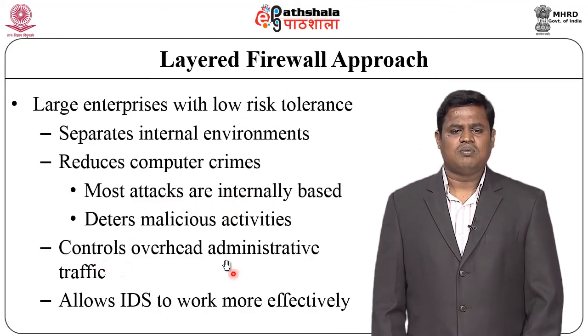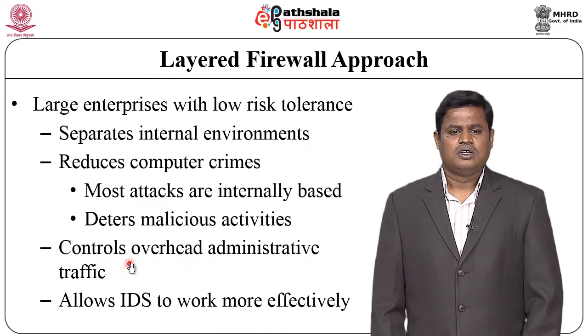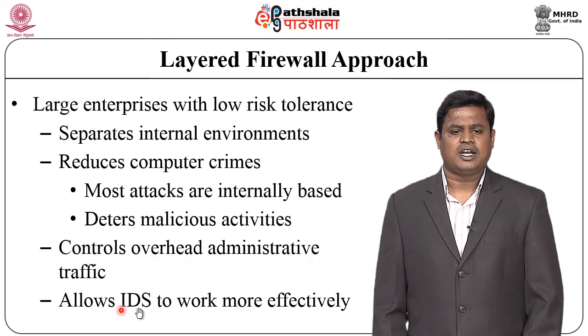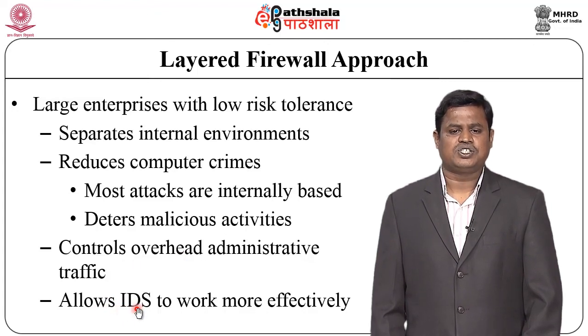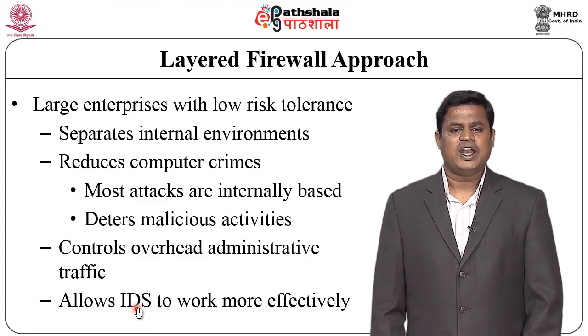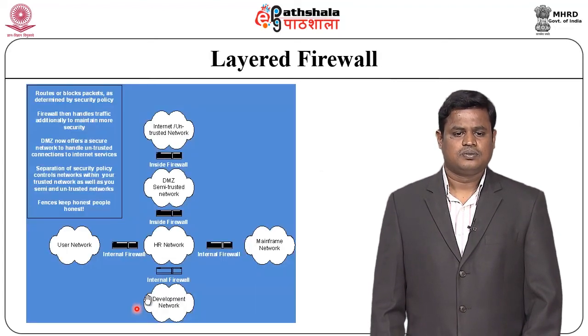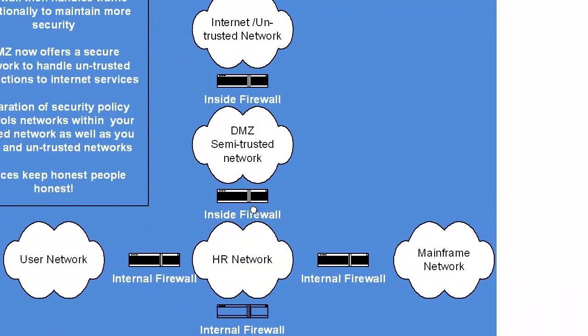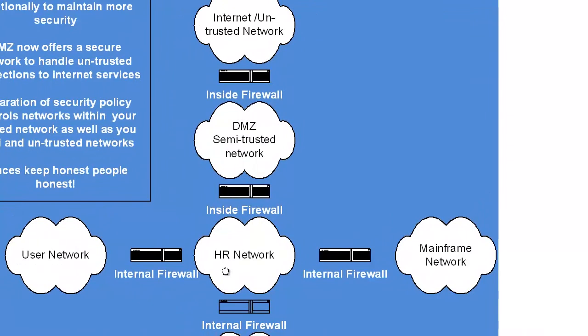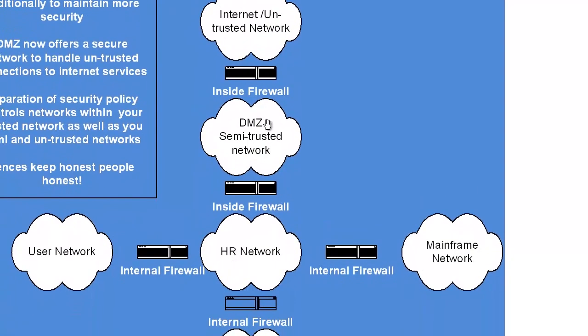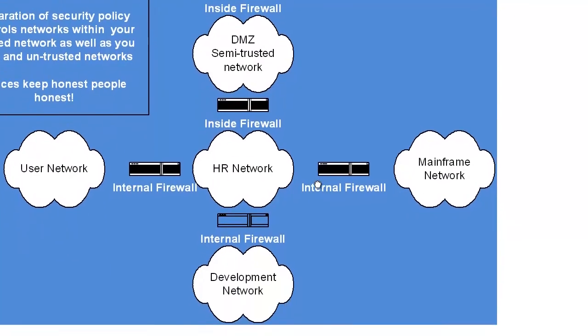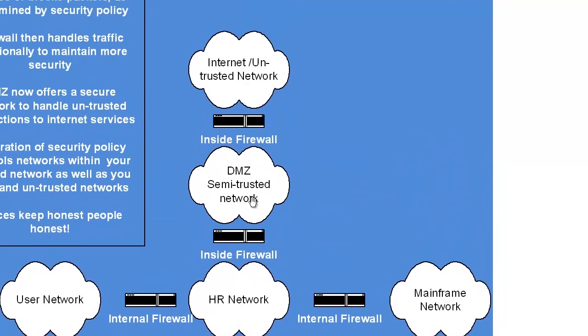It also has some additional overhead for administrative traffic. In addition to that, it provides an IDS, intrusion detection system, to more effectively manage intruders inside the network. So, here we can see there is an outside firewall, an inside firewall, and an internal firewall, where we can have a group of users: user network, general user, mainframe network, development network, HR network. Here I have a DMZ, a semi-trusted network, and also our internet.